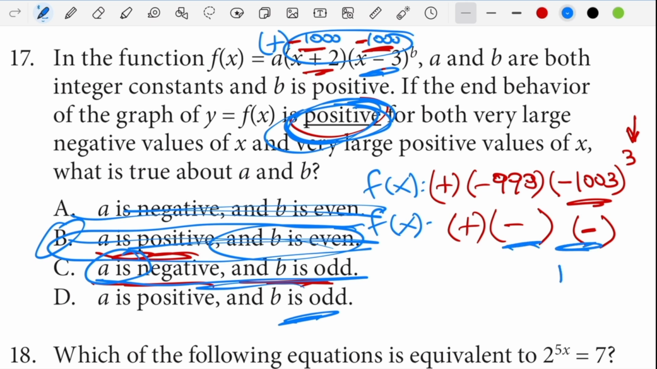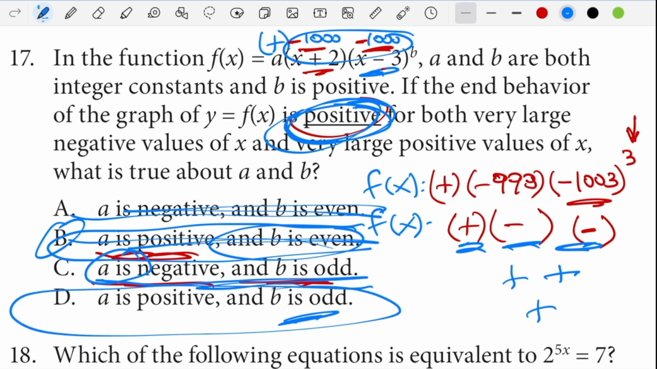2 negatives gives me a positive, times a positive gives me a positive. So my answer is D. A little confusing? I hope you got it.